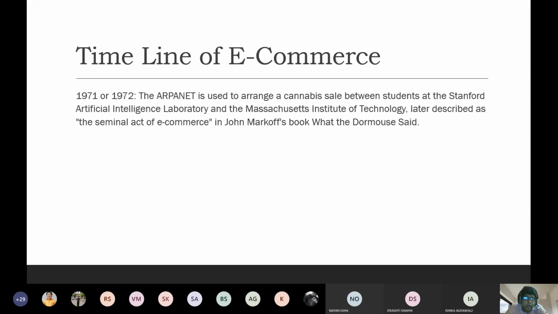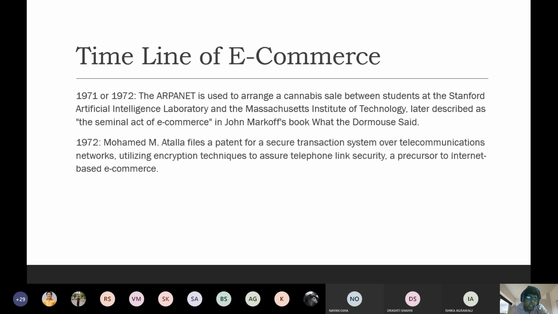So if you are not aware about it, ARPANET was one of the first commercial networks that was set up after the US military had set up its own network system. So basically, the internet came from ARPANET, and it was in the earlier stages that cannabis was being sold online.